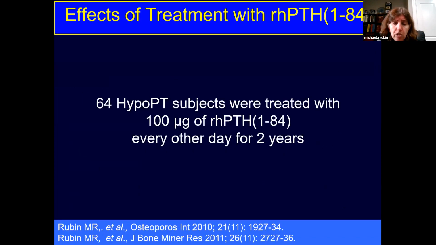Relief for patients. So back to our study, we treated 64 hypoparathyroid patients starting in around 2004 with PTH 1 to 84, and we only had it back then available as 100 micrograms.